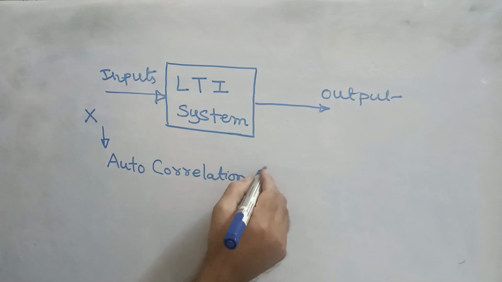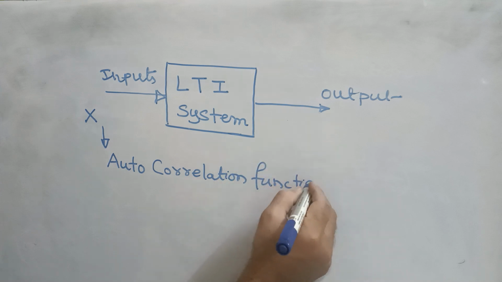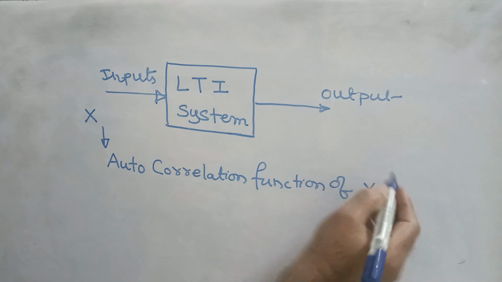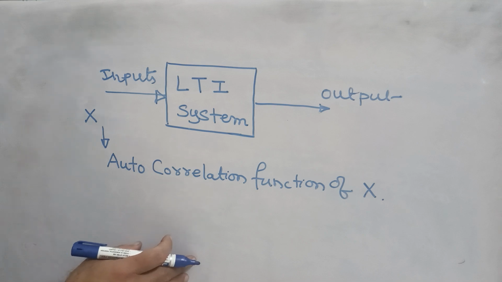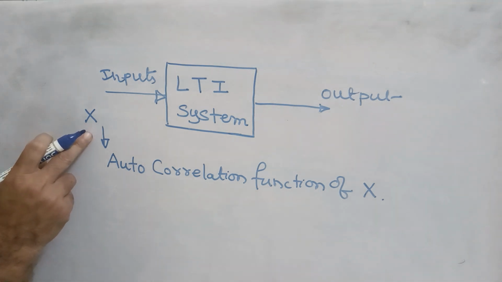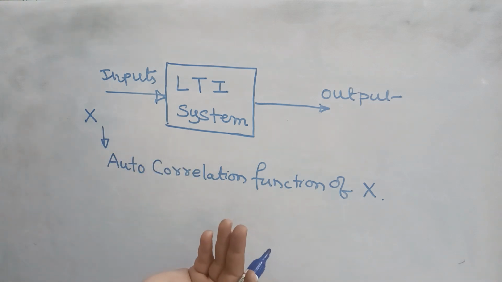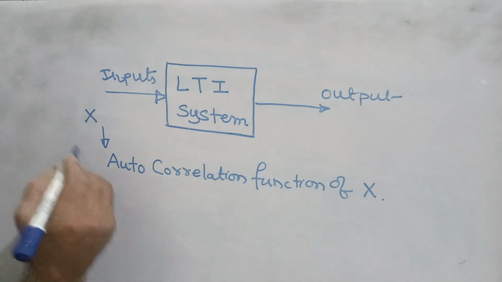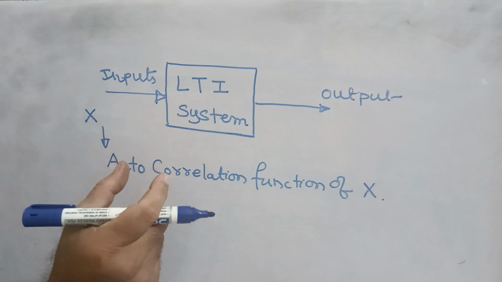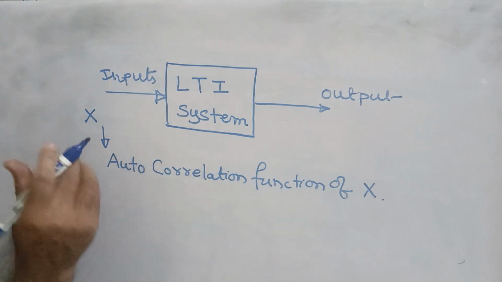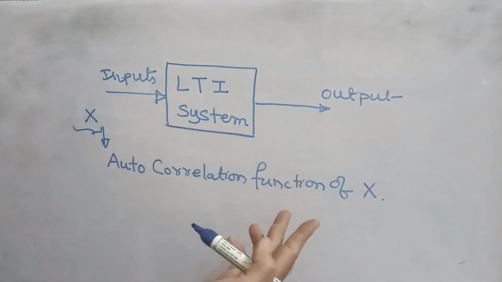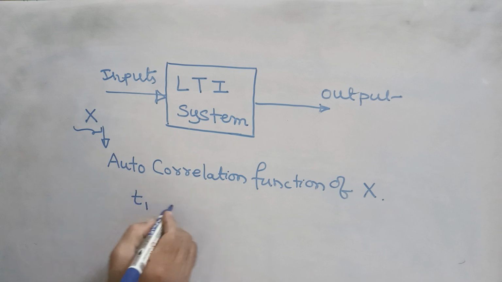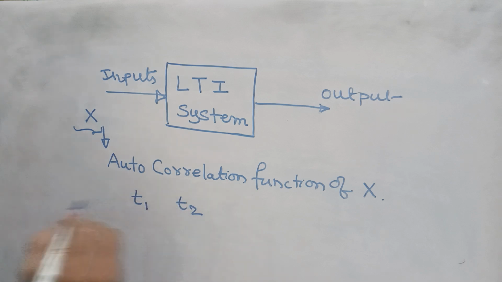Autocorrelation function. Autocorrelation function of random variable x. So, what is the autocorrelation function first? The random variable x may have different possible outcome values at different instants of time. Therefore, let us consider the random variable x at two instants of time, at time t1 and at time t2.